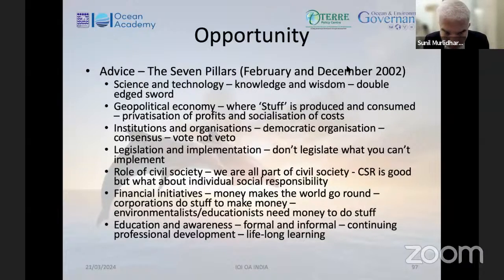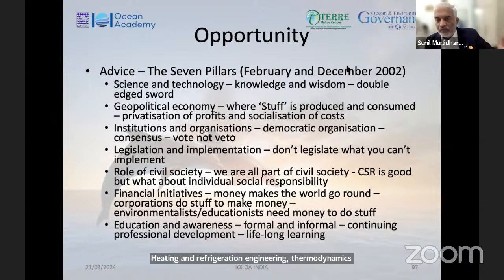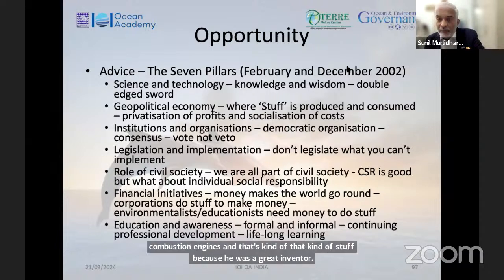a famous inventor whose name will come back to me. He was the first one to put lead in petrol and use CFC as a refrigerant. Yeah, John Midgley Jr., he was called, a great sort of inventor. He had great patents under his name, etc. But if you see his Wikipedia page now, when I was a student in the 70s, his picture used to be there in heating and refrigeration engineering, thermodynamics, and those kind of books, internal combustion engines and that kind of stuff, because he was a great inventor. But then if you see his Wikipedia page now, he's dead.